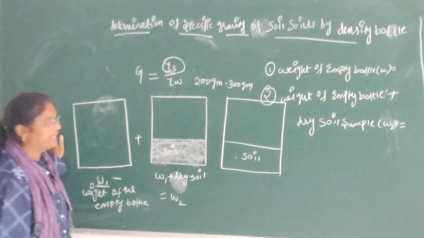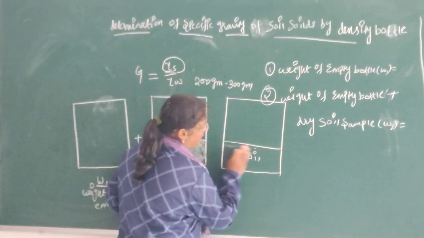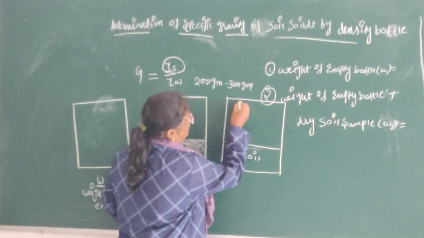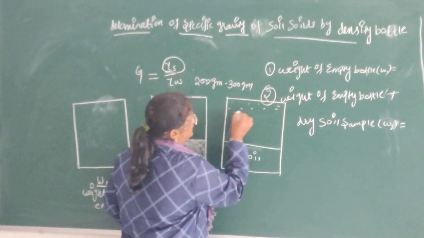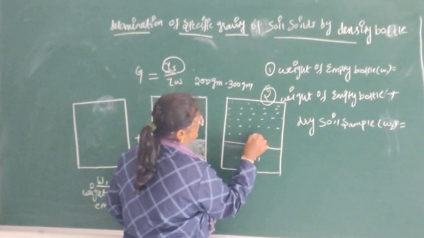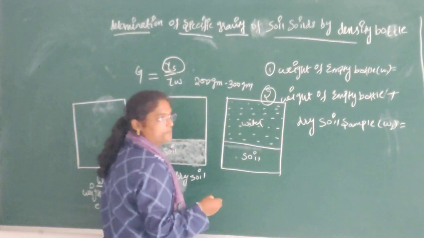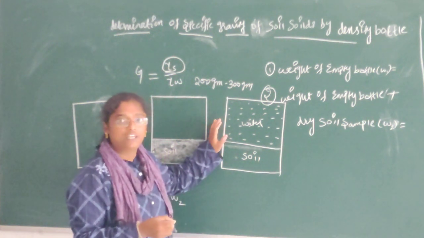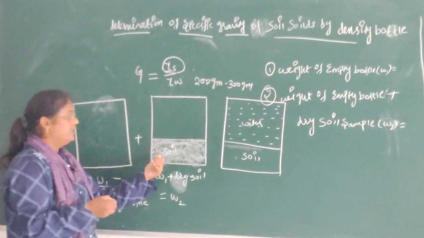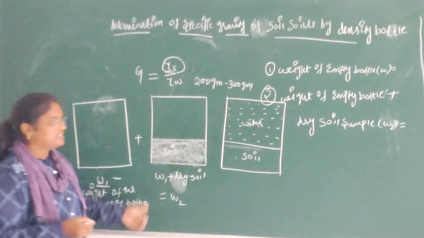Now we will conduct the experiment. So here also you need to make the soil saturated, right? Then fill water completely till the throat of your density bottle. So this will be water. Previously I have already explained that the voids completely filled with the water become a saturated soil. The voids which are filled with air, that is known as the dry soil, right?